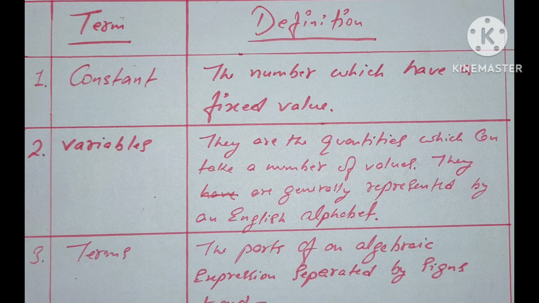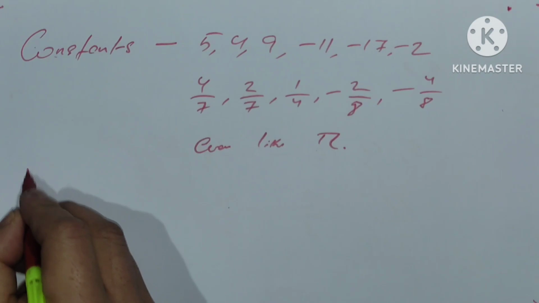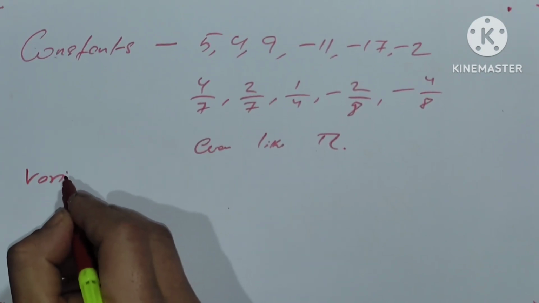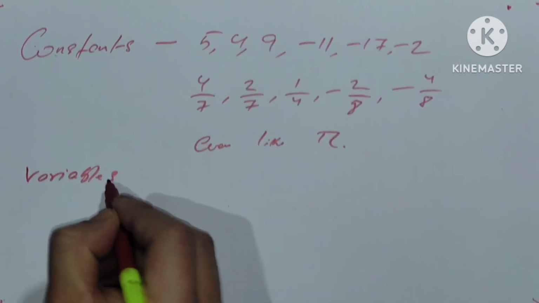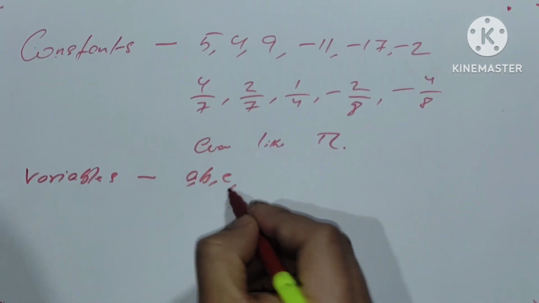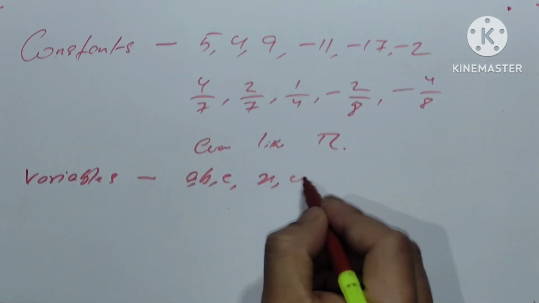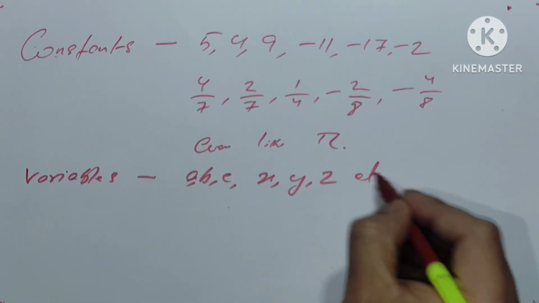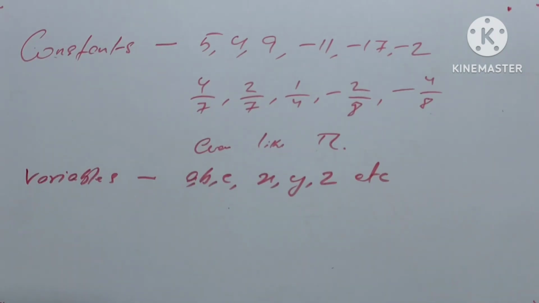Now let's move to our next term, variables. They are the quantities which can take a number of values. They are generally represented by an English alphabet. Okay, I will show you an example now. A variable is an alphabet or term that represents an unknown number or unknown value or unknown quantity. Examples like a, b, c, or like x, y, z, etc., which represent an unknown number.